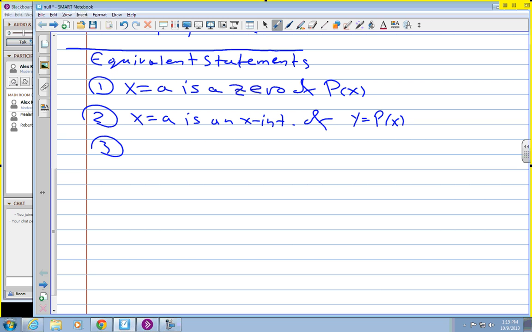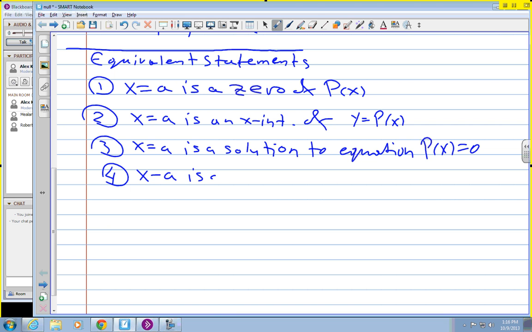Then we said x equals a is a solution to the equation p of x equals 0. And then 4, what was 4? x minus a is a factor, right? So we have all that.